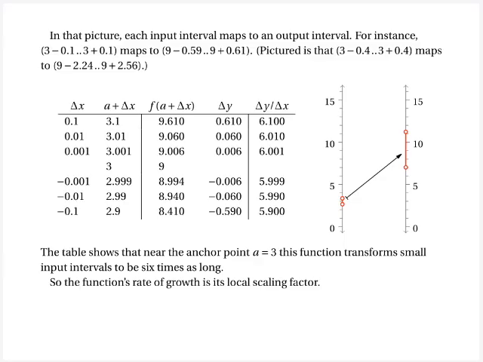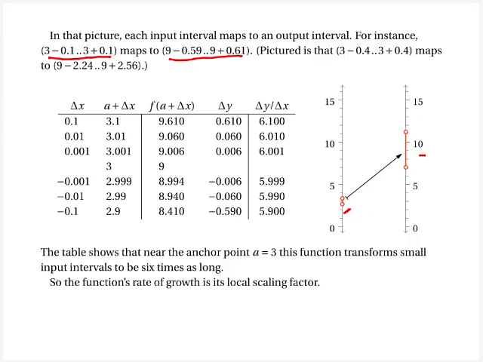So what does that have to say? Each input interval maps to an output interval. For example, if you take the interval from 3 minus 0.1 to 3 plus 0.1, then that interval will map to an output interval of 9 minus 0.59 to 9 plus 0.61. I just did it on a calculator. Input intervals map to output intervals. The one pictured here is 3 plus and minus 0.4, which maps to the output interval 9 minus 2.24 to 9 plus 2.56. I couldn't make the interval too small, otherwise the circles overlapped.